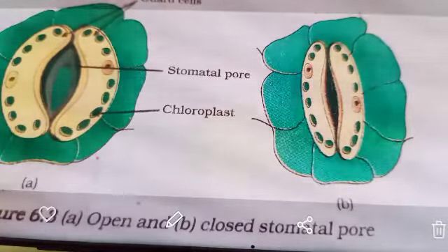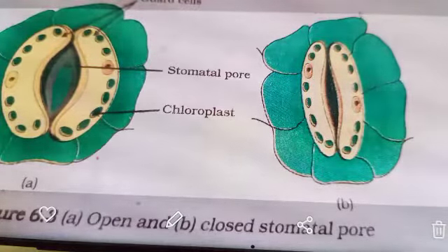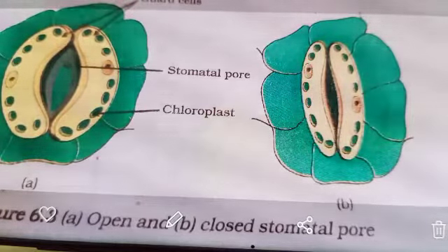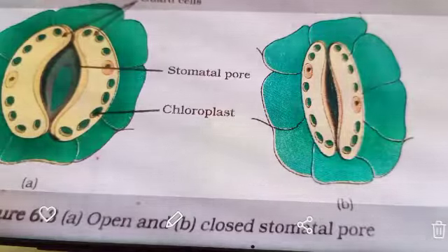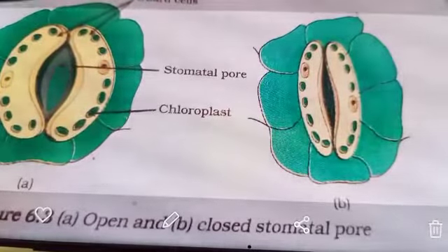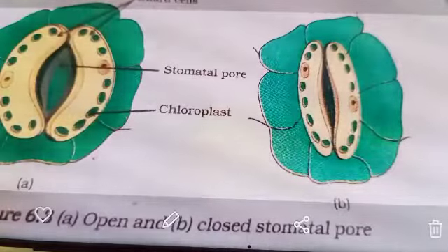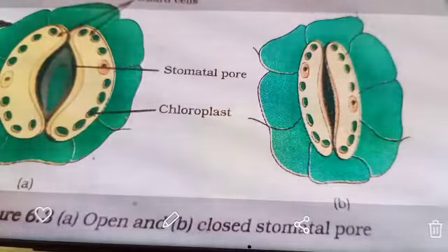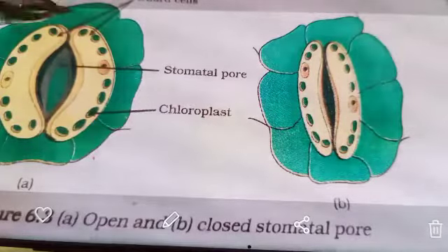Since a large amount of water can also be lost through these stomata, the plant closes these pores when it does not need carbon dioxide for photosynthesis. The opening and closing of the pore is a function of the guard cells. These are the guard cells here. This is the chlorophyll which is present and this is the leaf.